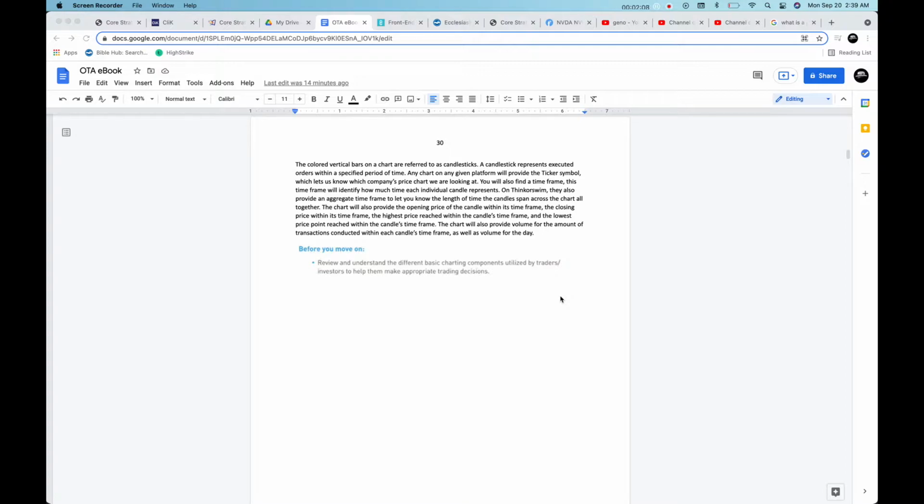Okay? The chart will also provide the opening price of the candle within its time frame, the closing price within its time frame, the highest price reached within the candle's time frame, and the lowest price point that was reached within the candle's time frame. The chart will provide volume for the amount of transactions conducted within each candle's time frame, and it'll also provide the volume that was transacted for the entire day.